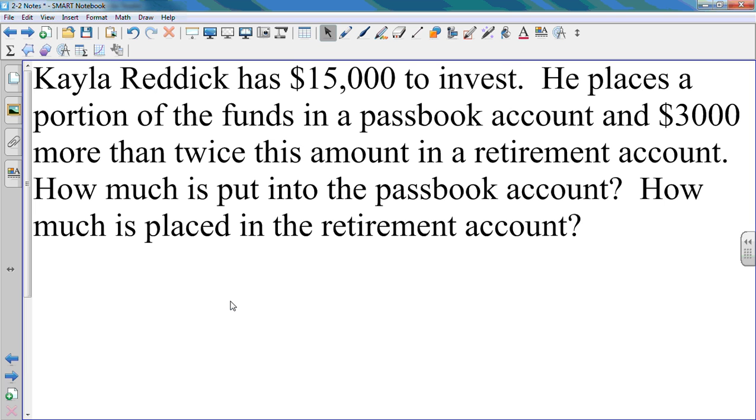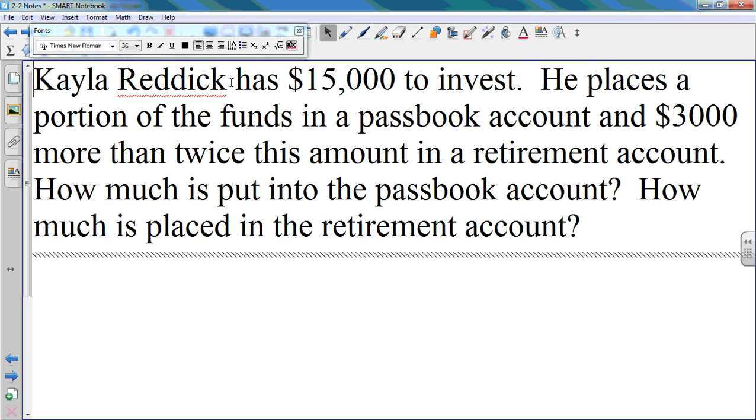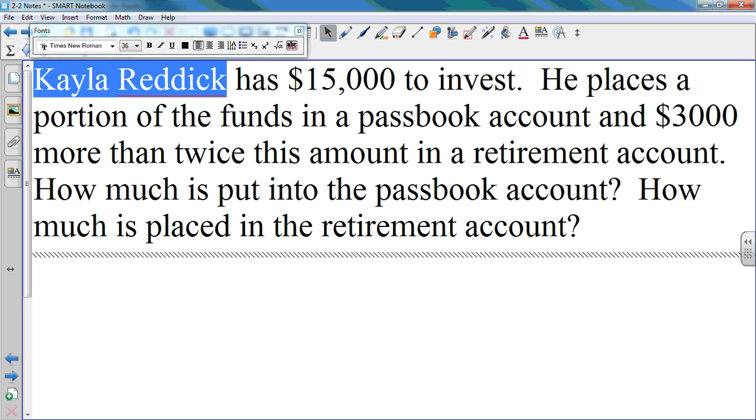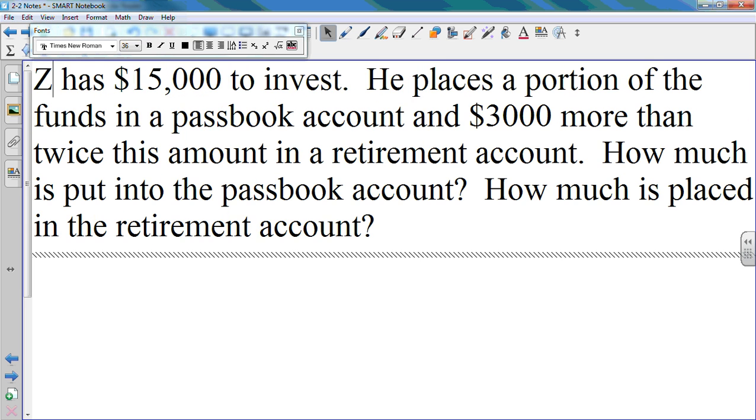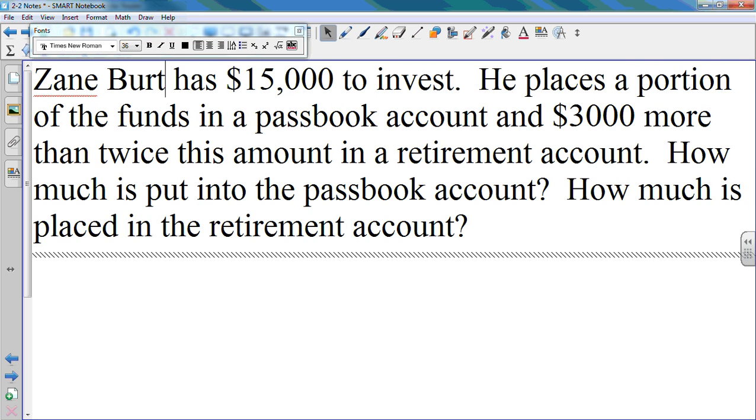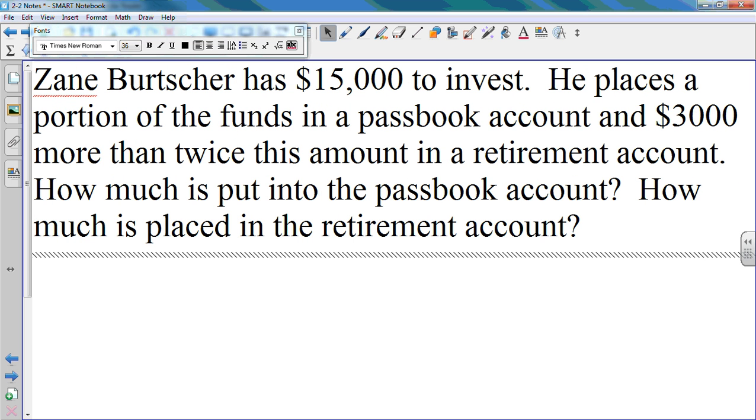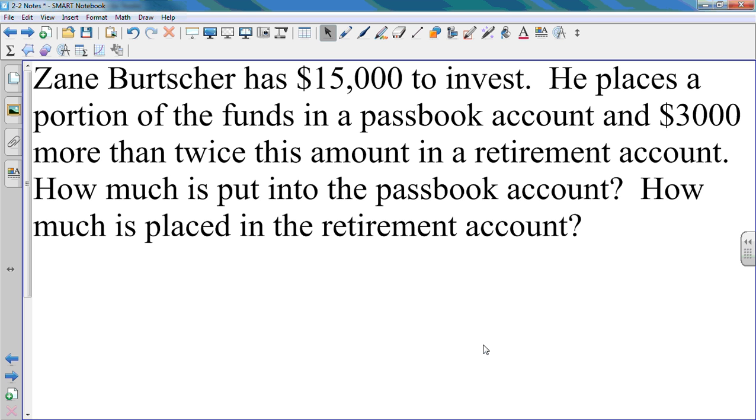Kayla has $15,000 to invest. Let's not use Kayla. Josh. Zane Hillier. Is that right? Or Josh Berger. Okay. Zane Bercher has $15,000 to invest. He places a portion of the funds in a passbook account, $3,000 more than twice this amount in a retirement account. How much do you put in a passbook account and how much do you put in a retirement account? Could that possibly be a situation? I'm recording this, aren't I? Yeah, I forgot that I was recording.